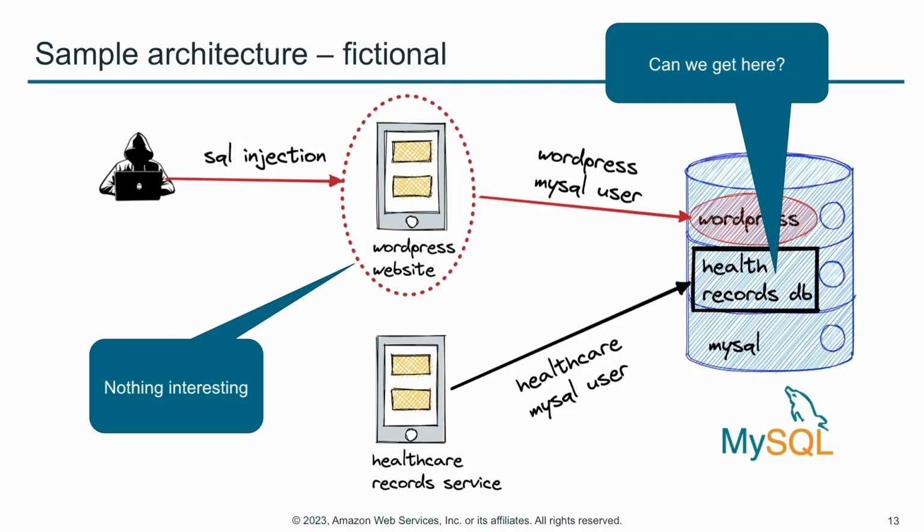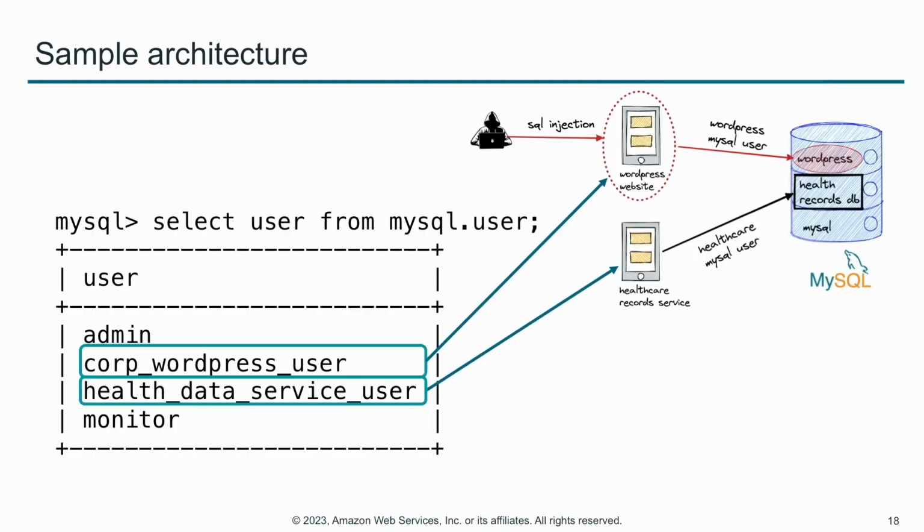If we get the user that is only able to read the WordPress database, can we get here? Also, the MySQL database is protected. So if we try to do a select from mysql.user, we will not be able to do that. So let's examine the users that we have on the system. We haven't hacked the system yet. We are trying to examine it from the architectural perspective, right? So this is how it's configured.